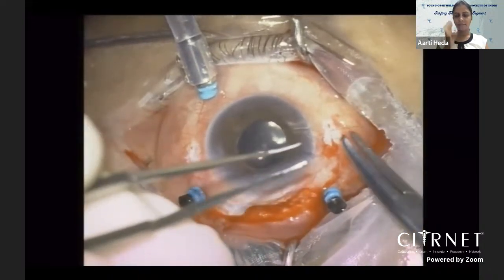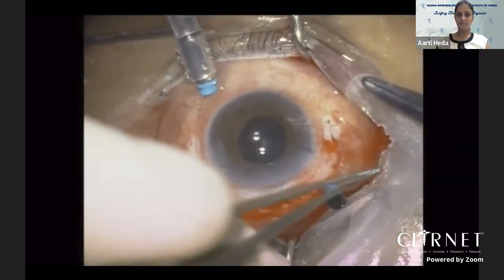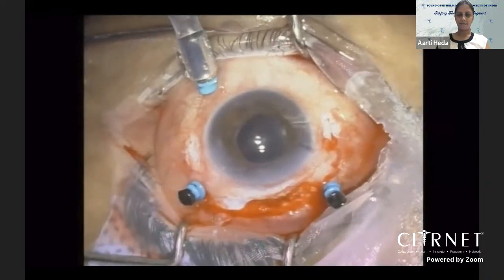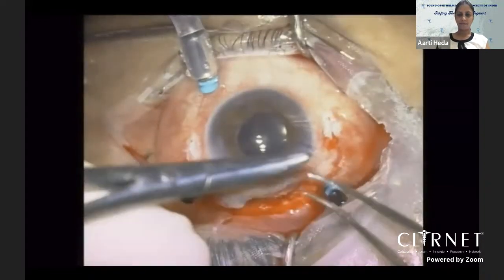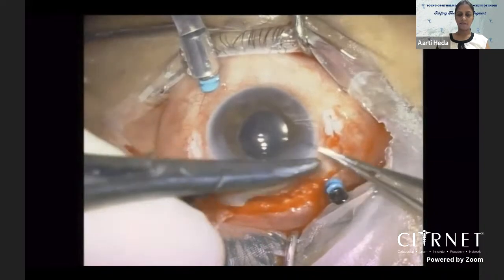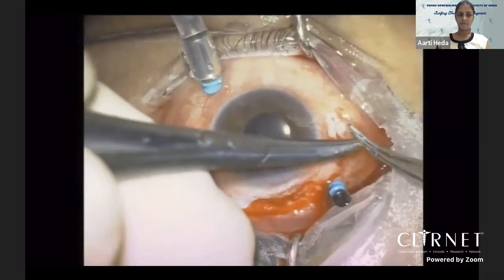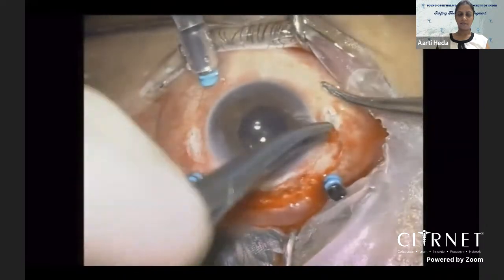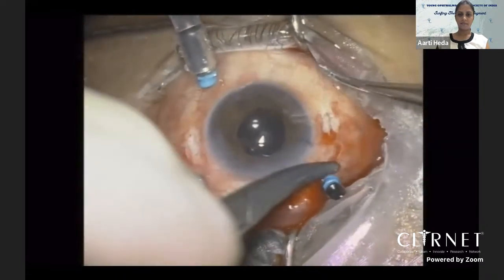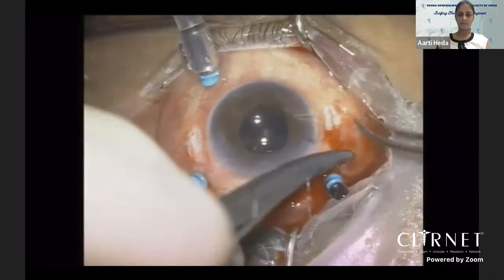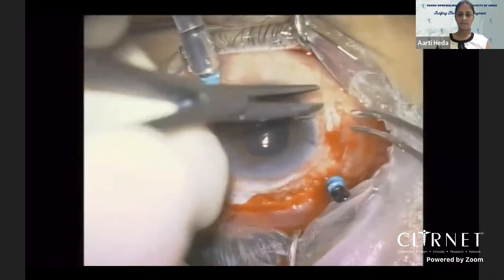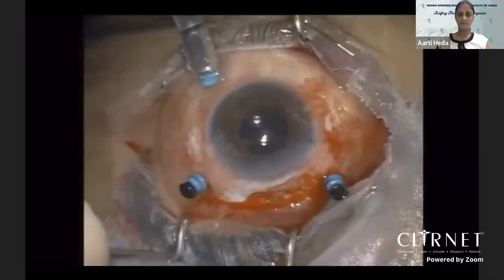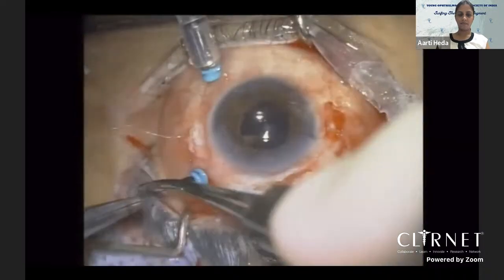Again, these knots should be done really properly to ensure the stability of the lens in the future. But you have to keep in mind that this is the step where the sutures break most often, especially the 10-0 Prolene. So we have to maintain that balance where we ensure that we do not exert too much force that we end up breaking our sutures.